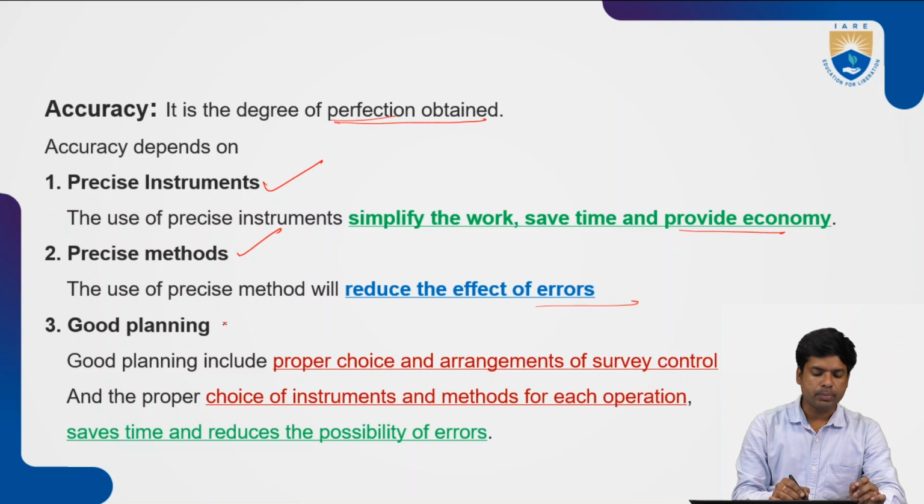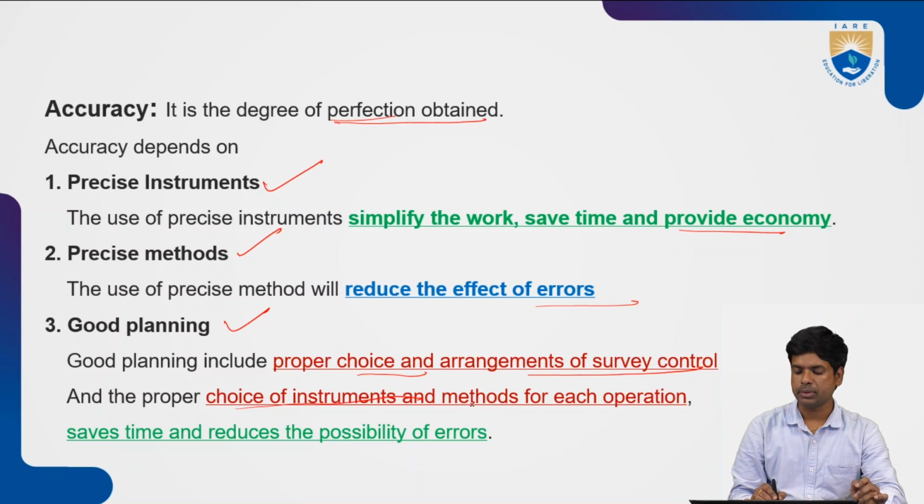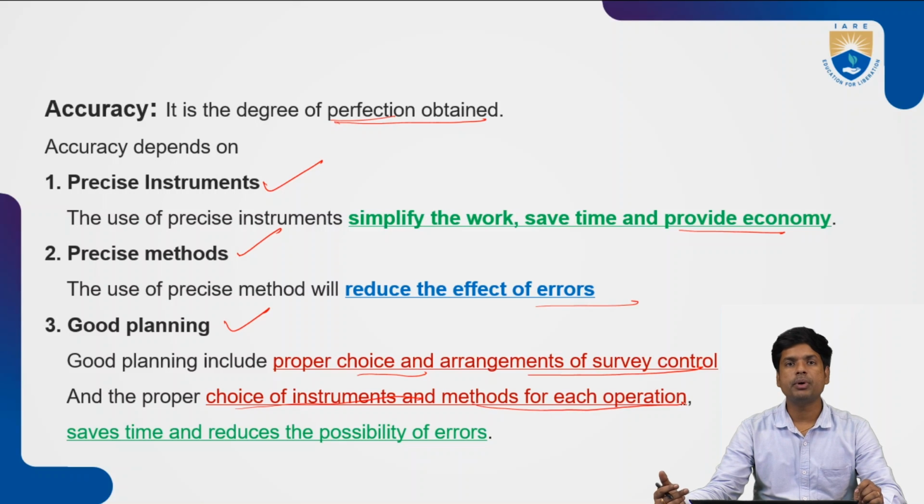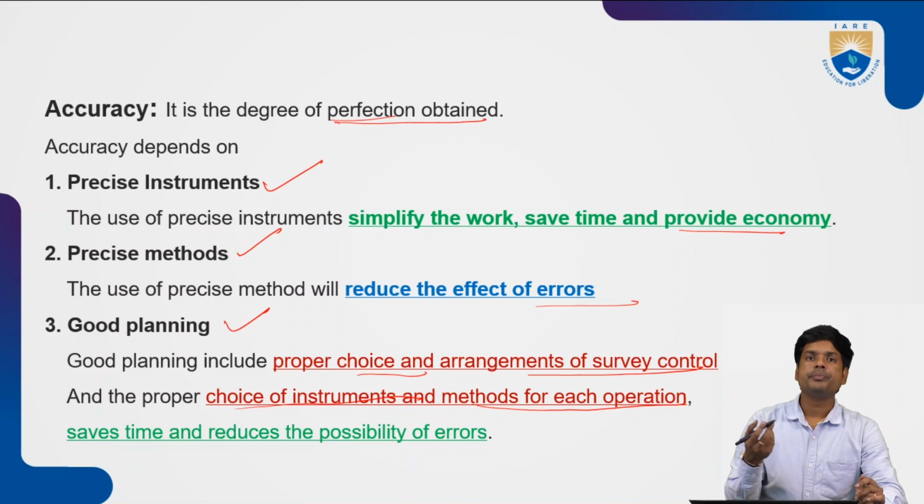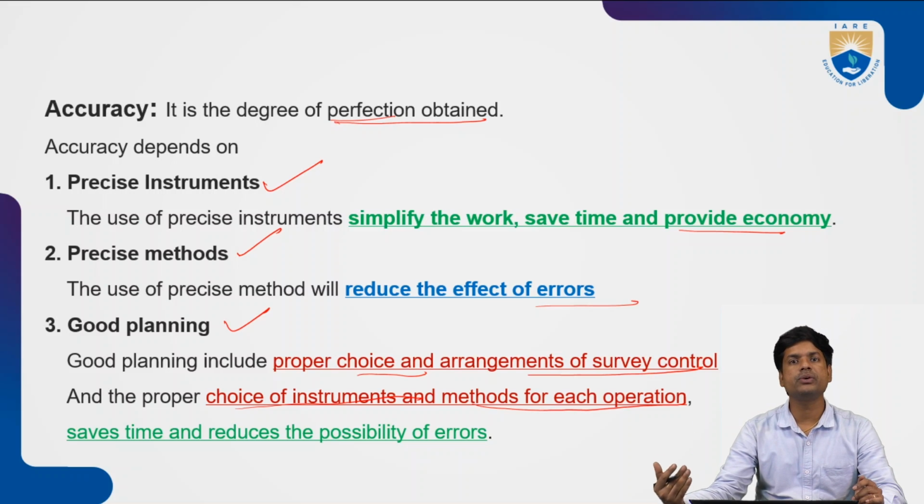And next one, good planning. Good planning includes proper choice and arrangement of survey control and the proper choice of instruments and methods for each operation. Depending upon the operation, you are going to use different types of equipment and a set of tools also. Suppose if you take chain surveying, in that you are going to use a chain, and along with the chain you are also going to use arrows, for marking the areas and points. If you use a set of tools, then that is going to reduce the time and it is going to reduce the error also.